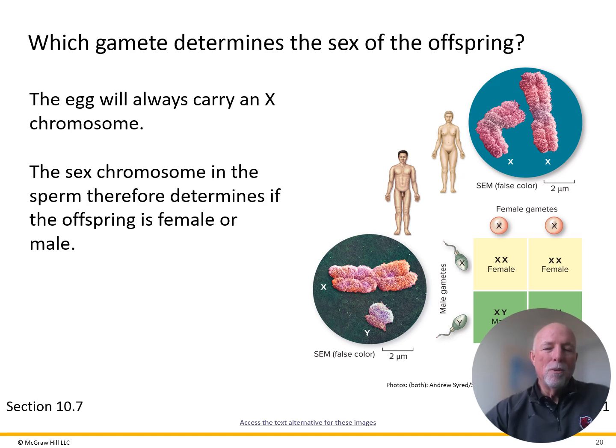Some genes, though, are linked to the X chromosome. And if they're found on the X chromosome, but not the Y chromosome, then there's nothing on the Y chromosome to mask it or dominate it. These are what we call sex-linked traits. And the X chromosomes always carry these traits.